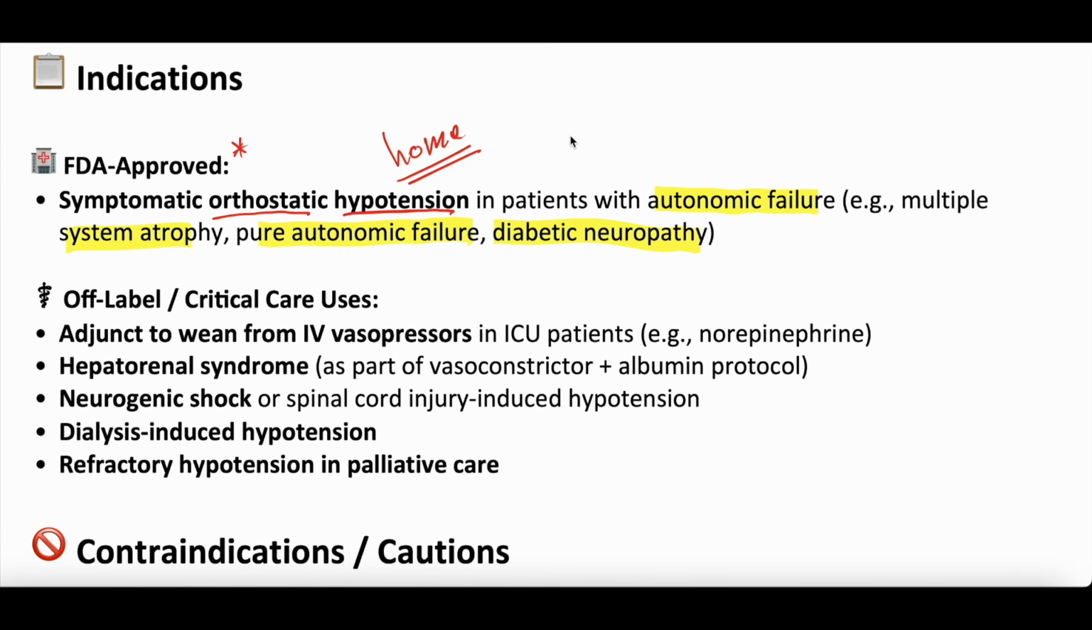Some of you watching this may be on midodrine at home, and this is what the medication is FDA approved for. But there are off-label uses, and this is what we mostly see in the emergency department or intensive care unit. The first is the idea, and we're going to get more into this, that you can use oral midodrine as an adjunct to try to wean off your intravenous vasopressor.